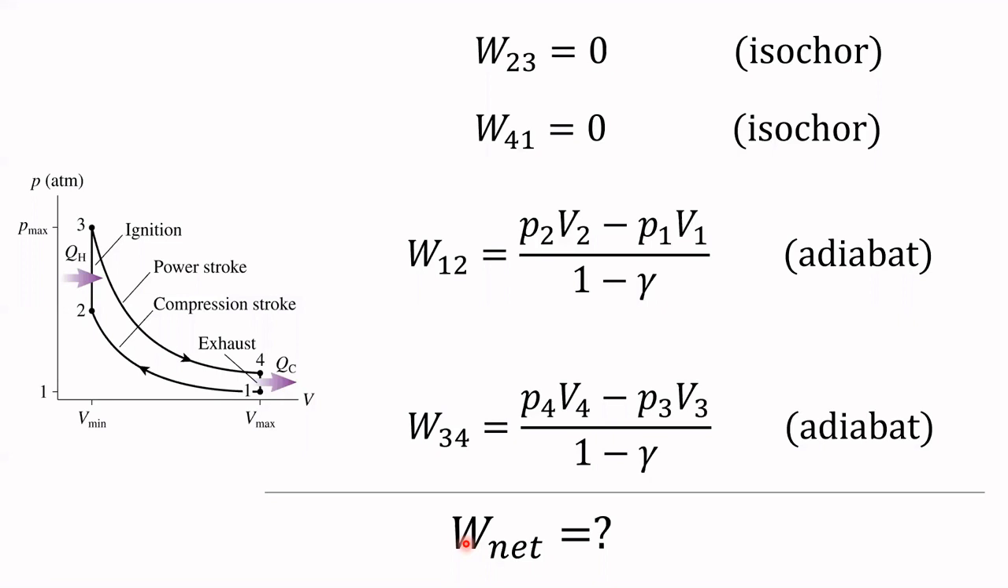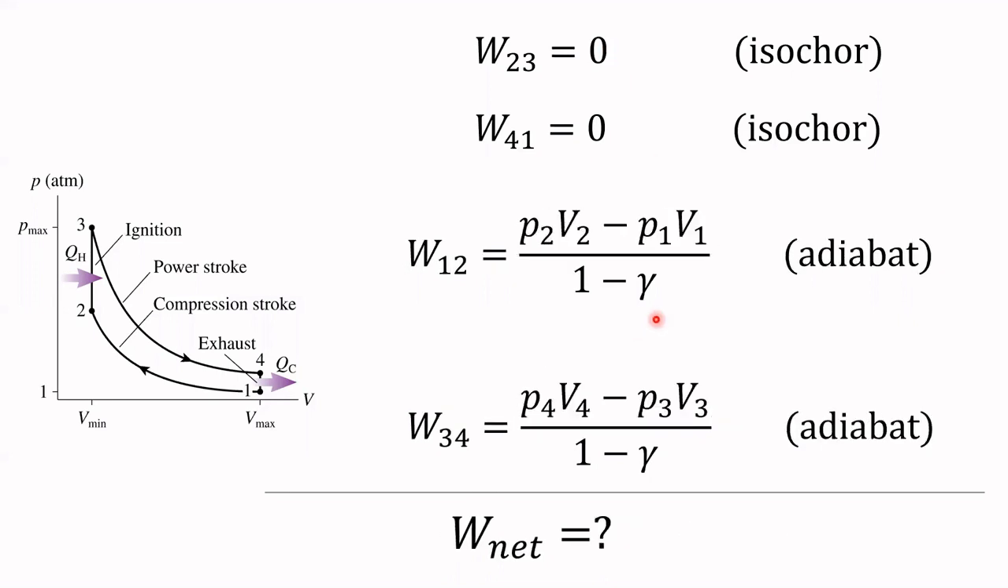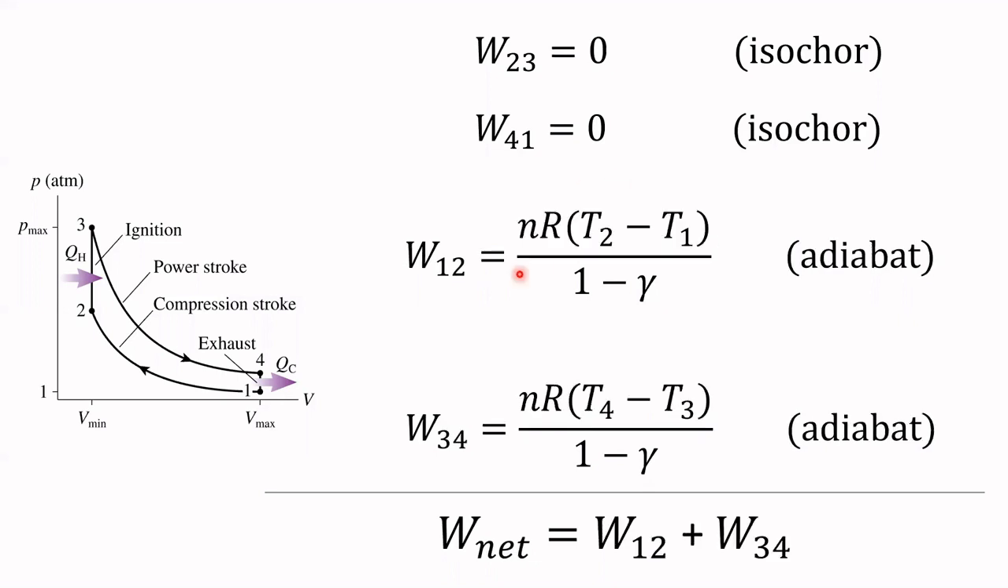So all we have to do is just add all these up, right? Well, 0 plus 0 is 0, so we're really just adding these two. And now you can see what I've done. I've swapped the PVs for nRTs, and in each case, I've factored out the nR. So let's add these two up to see what the net work done by the system is over one cycle.